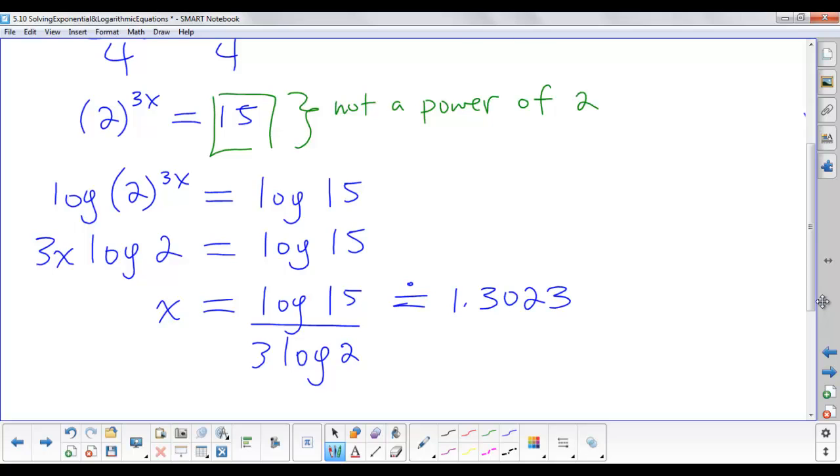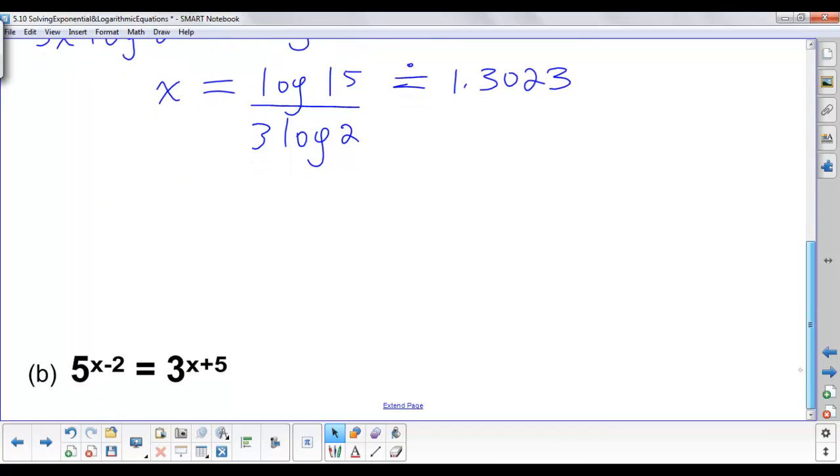And we've solved for x. Right, example part B. Now with this one, right off the bat, we can see the issue at hand: we've got a power of 5 on the left, power of 3 on the right. So clearly a common base is not going to be possible here.